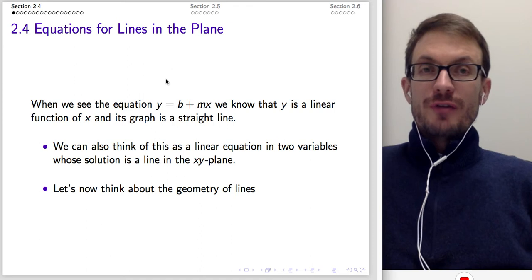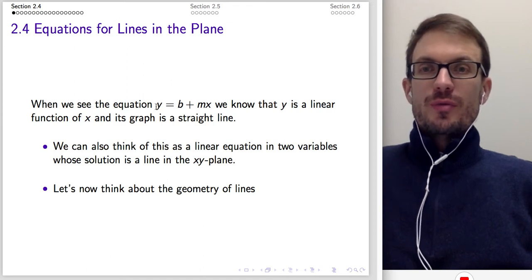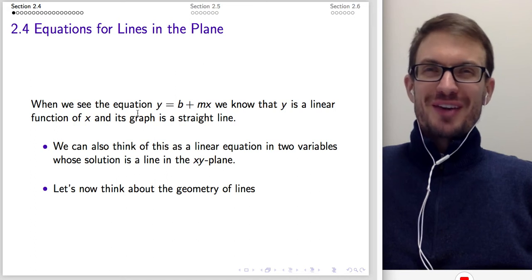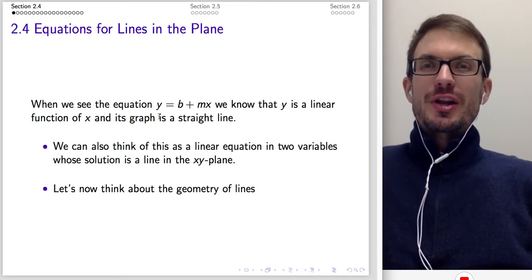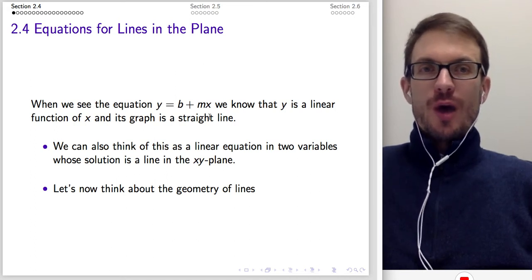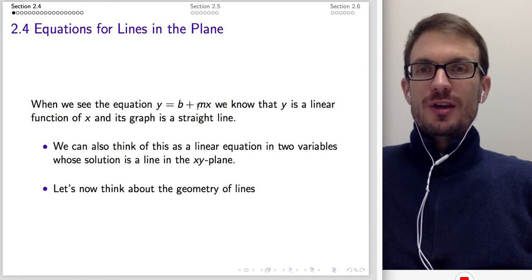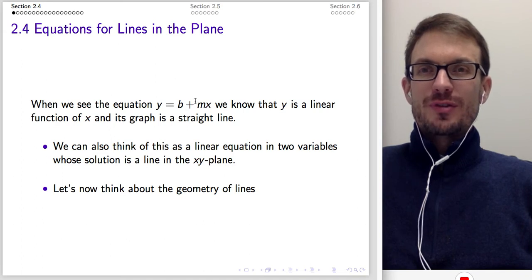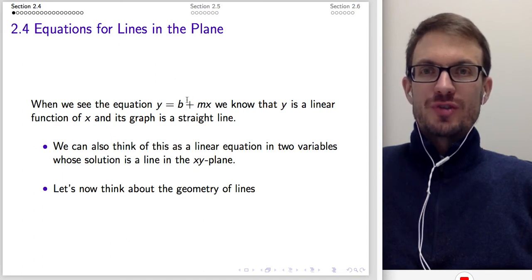All right, so first off, in section 2.4, we remember when we see y equals mx plus b, or y equals b plus mx, we know what we have is a linear relationship. We have a linear function. So y here is a linear function of x. y is increasing in x for positive m and decreasing in x for negative m. It's according to the slope, right? The slope is the rate of change.